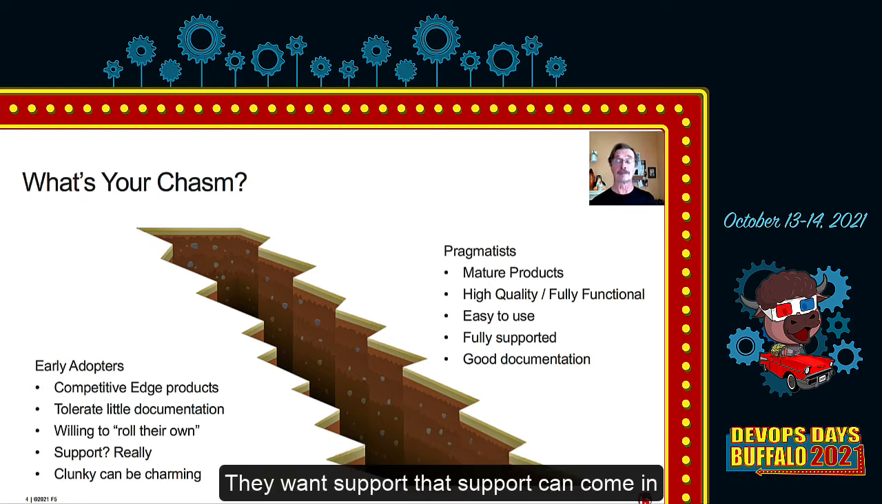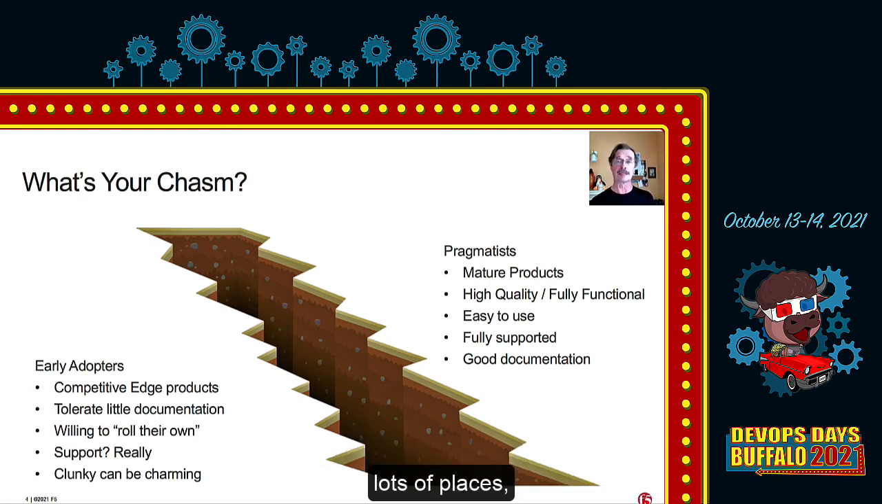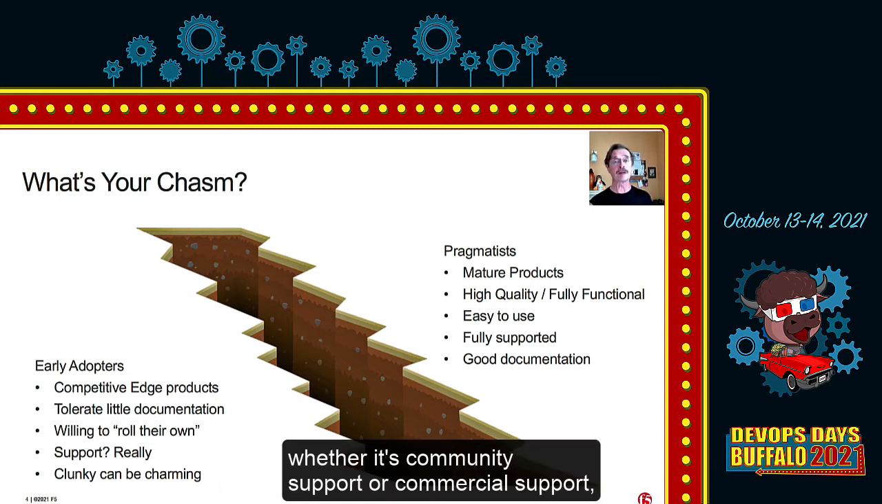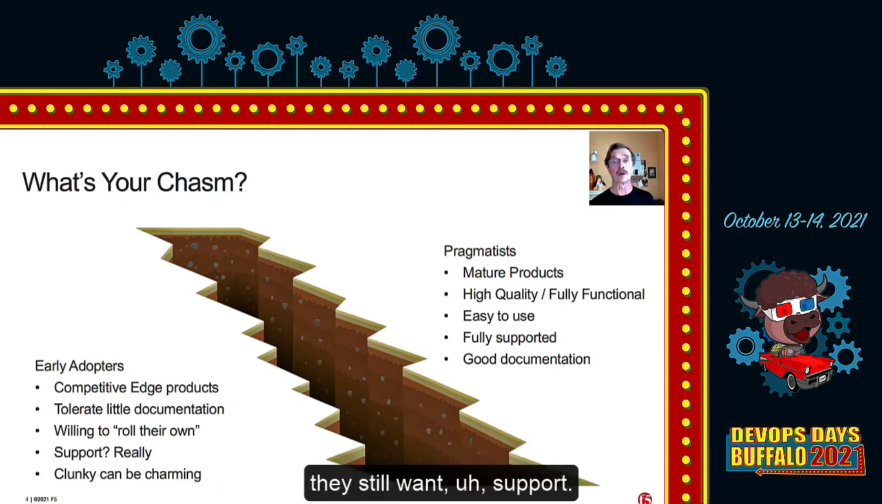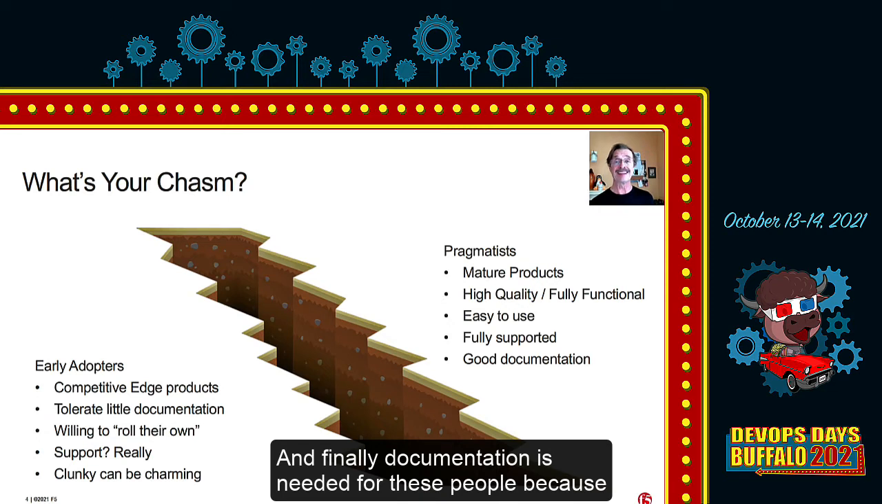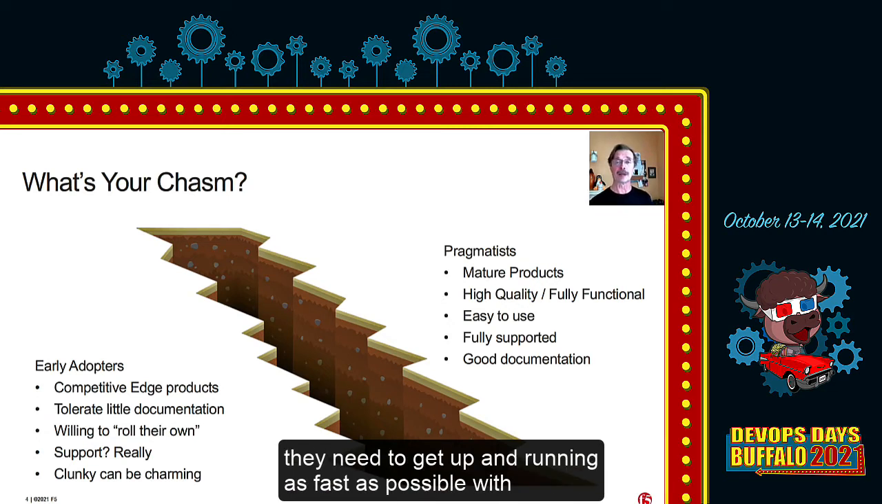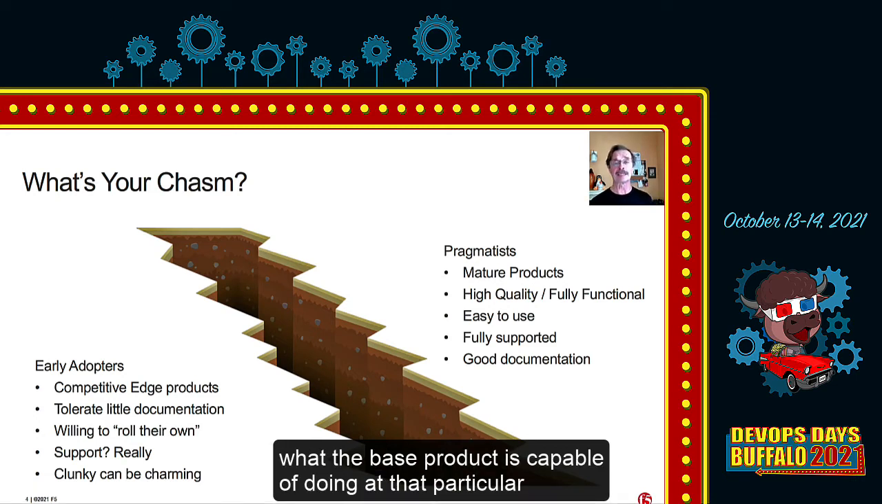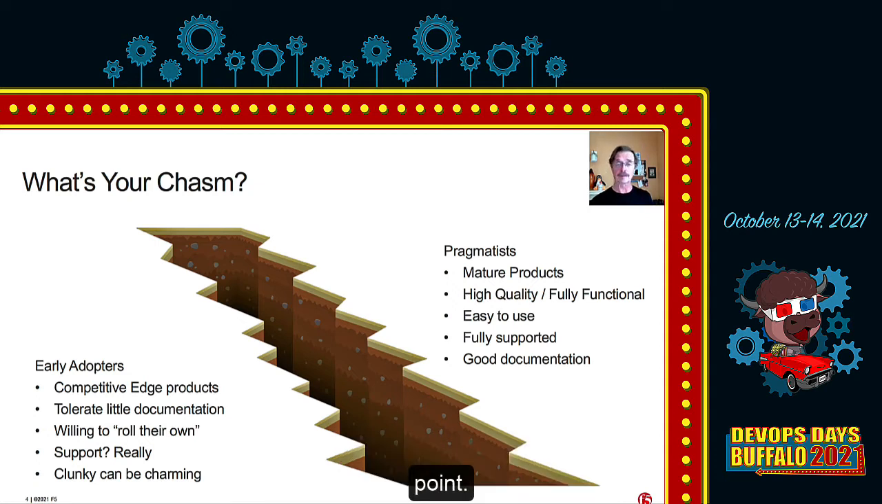They want support. That support can come in lots of places, whether it's community support or commercial support. They still want support. And finally, documentation is needed for these people because they need to get up and running as fast as possible with what the base product is capable of doing at that particular point.